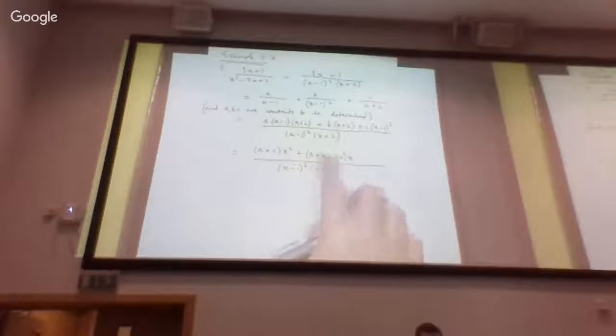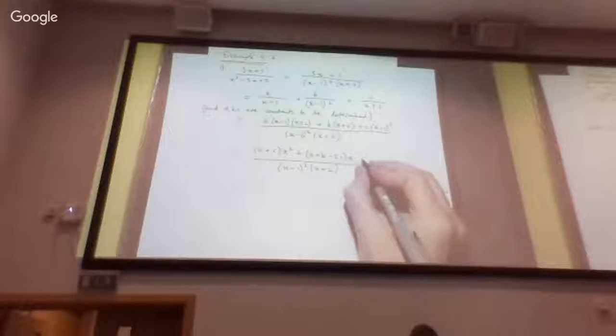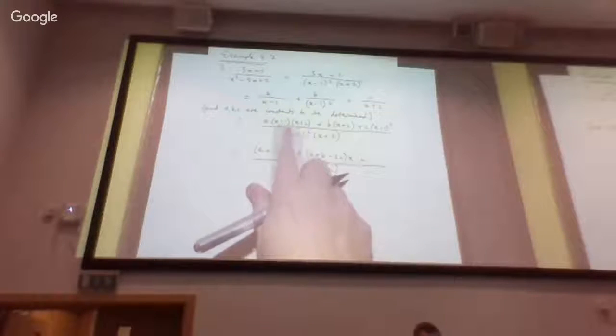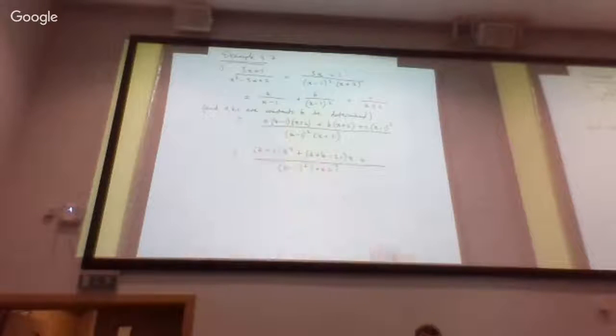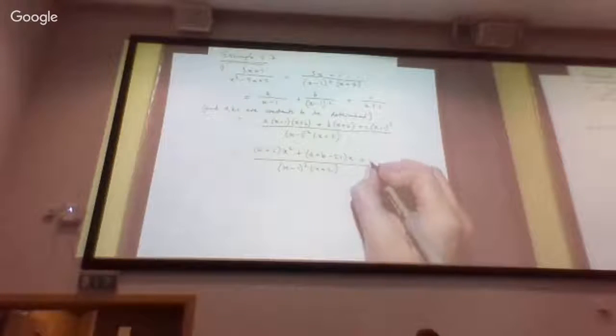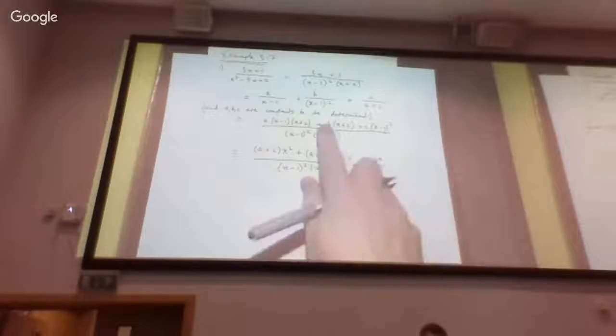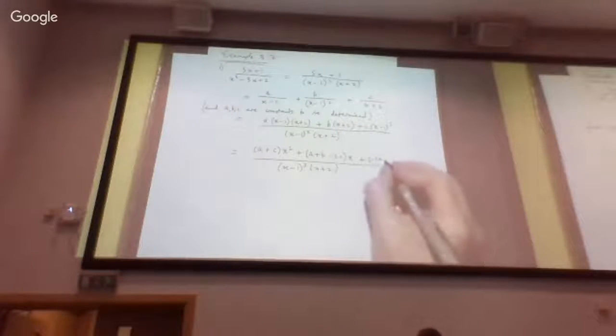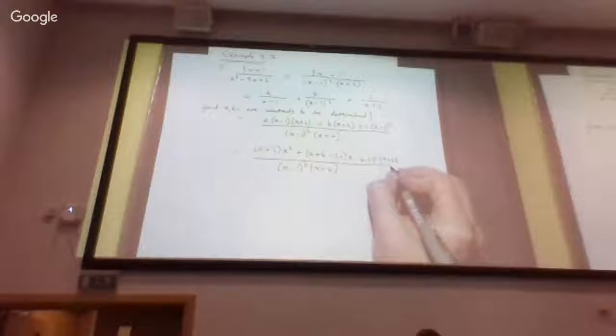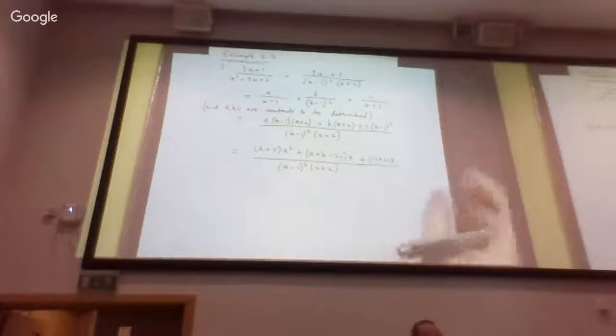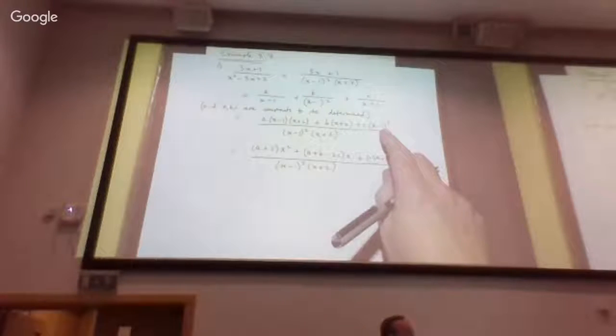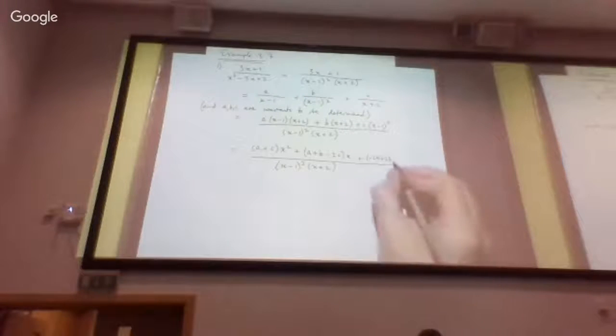So there's the x squared term, the x term. I'm now looking for a constant term. Is there a constant coming from here? Yeah, there's a -2 there. And it gets multiplied by a. So it's a -2a. Is there a constant from here? Yeah, there's a 2b. And there's a +1 here, which gets multiplied by c.